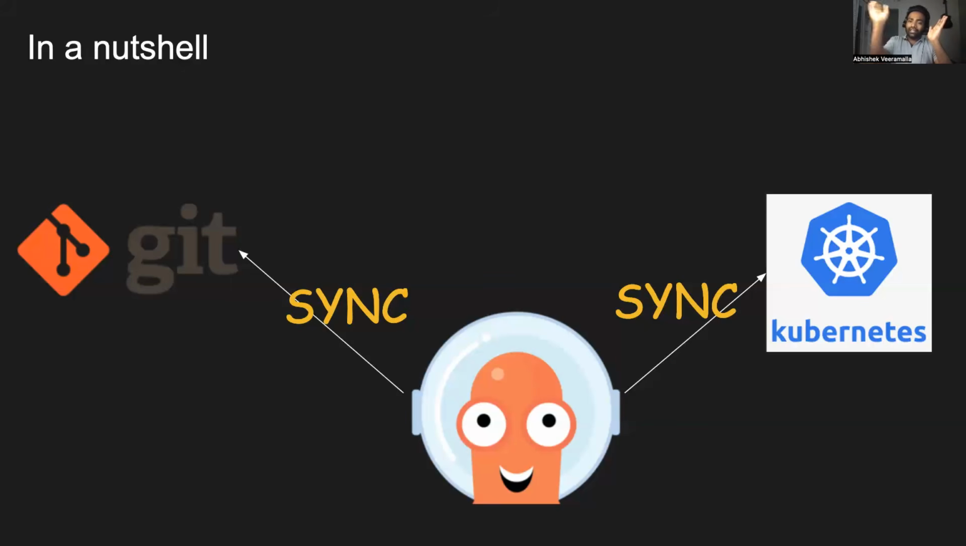Let's say someone manually logged into Kubernetes and modified something. Argo CD will say, no, I'm keeping a state between both Git and Kubernetes. So someone has modified you. Let me go and correct you according to the manifest in Git. So what is the advantage here?